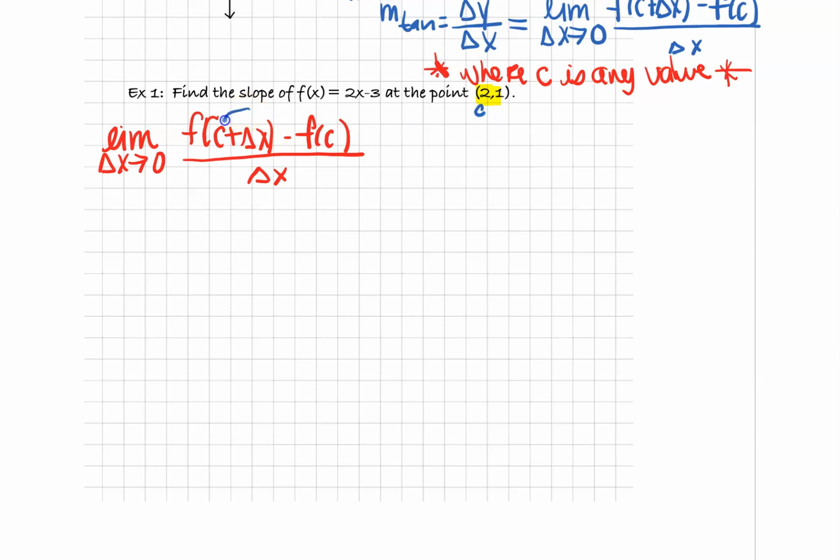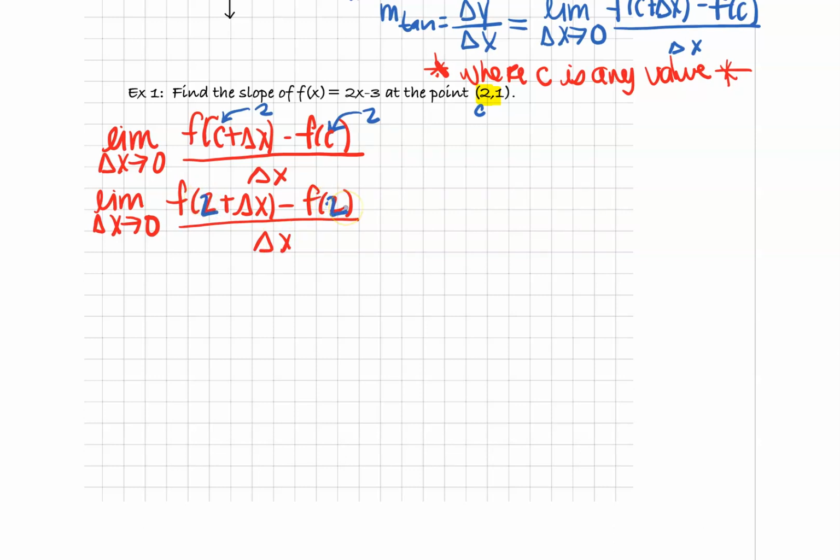And so I'm going to take 2 and I'm going to plug it in here. And so what this gives me is the limit, don't forget your notation, as delta x approaches 0 of, I'm going to plug in that 2 for c, so f of 2 plus delta x minus f of 2 all over delta x. And so you can see I have a 2 right here and a 2 right here where I had that c before.